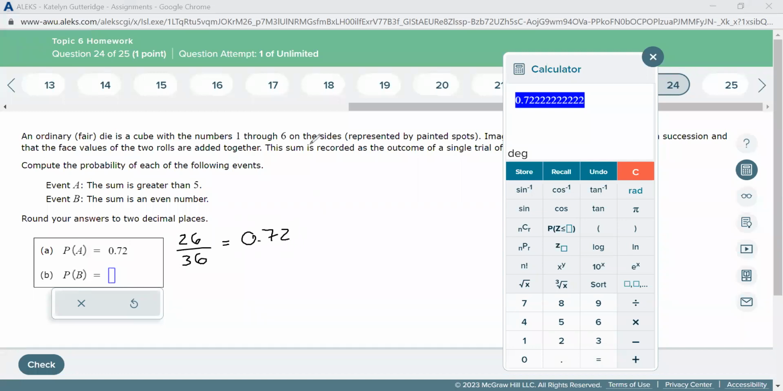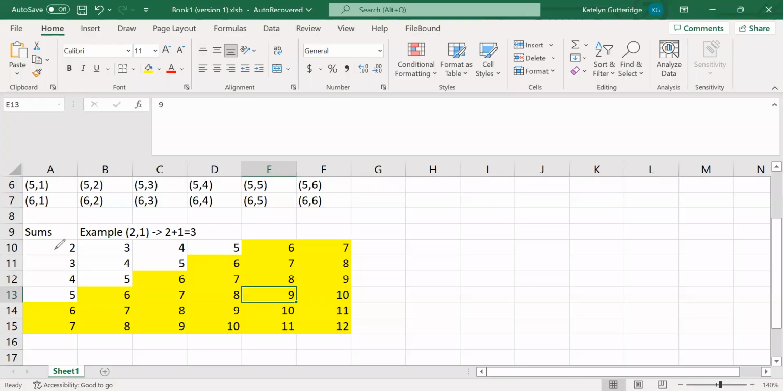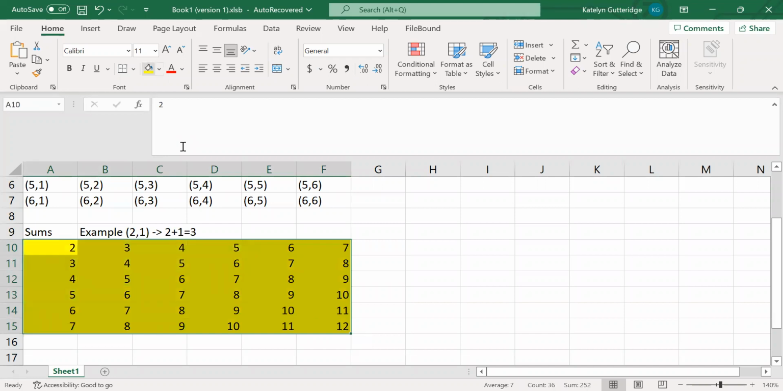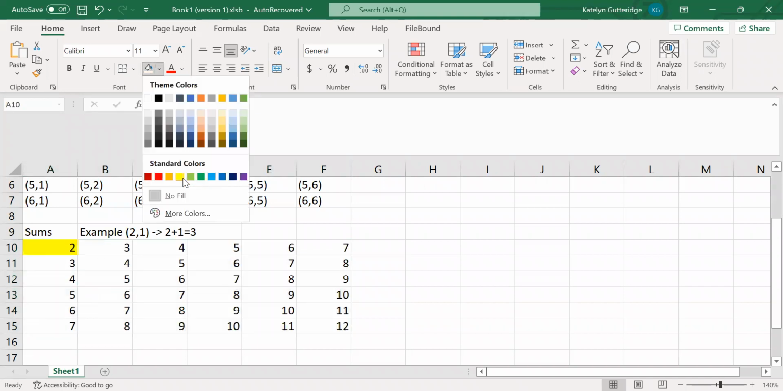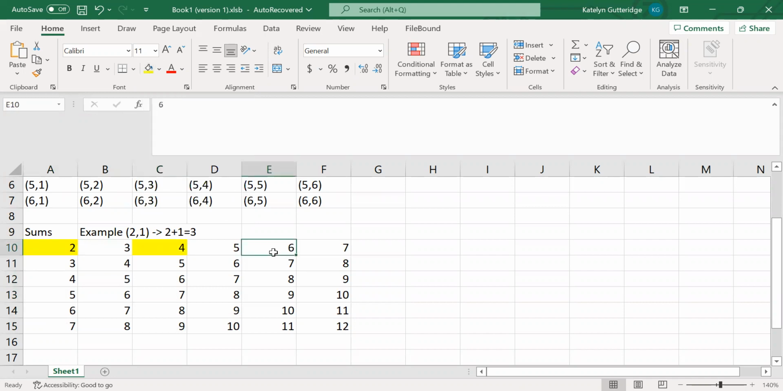All right, part B. Part B says we're looking for a sum that is an even number. So I want to find the probability that a sum is an even number. Let me go back to my Excel to get my cheat sheet table and clear out all of my highlighting so I can start fresh. I want all of the even ones, which should end up being about every other one. If you want to skip ahead, you can, but if you go through and highlight them, you should find it's every other one. I'm going to pause, and then I'll finish highlighting and resume.